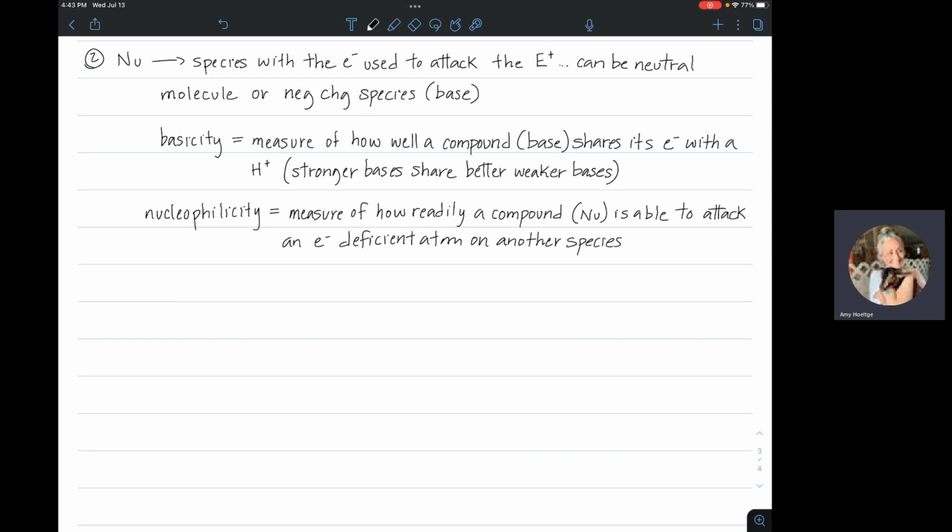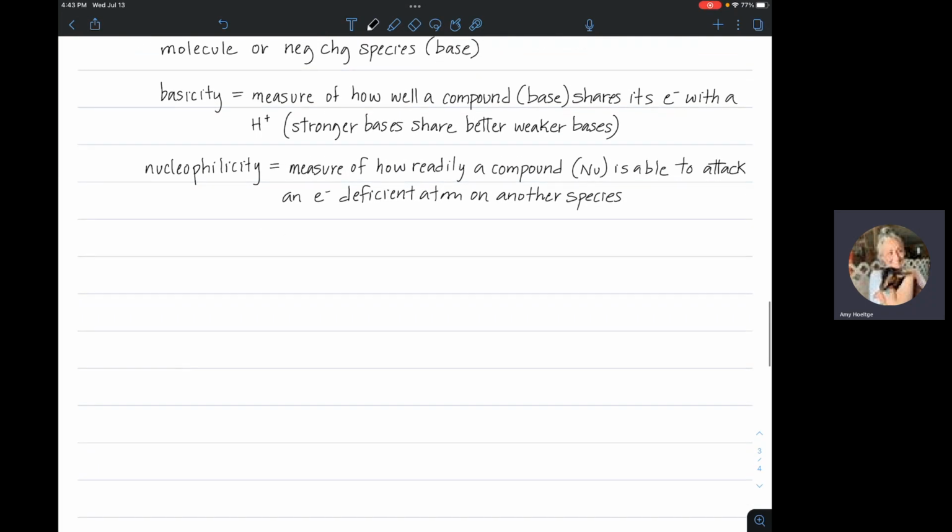And I'll say species because sometimes we can have a nucleophile and an electrophile on the same molecule. So as we move through the course, we'll see some intramolecular substitution reactions or elimination reactions, and it's all because you've got all the goods on one particular species. So a nucleophile, or nucleophilicity, is a measure of how readily a compound is able to use its lone pair of electrons, or extra electrons, like you could have pi electrons, to attack an electron deficient atom on some other species. The better the nucleophile, the faster the SN2 process.